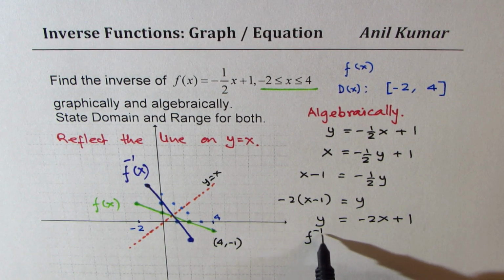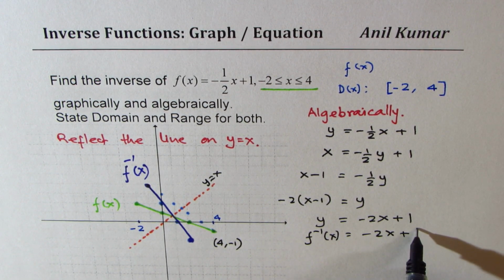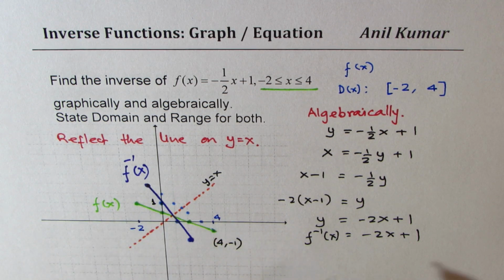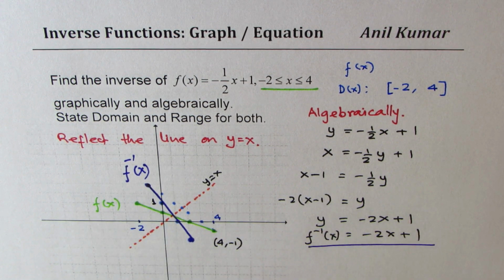So that is the inverse function, right? Minus 2x plus 1. You can see that the y-intercept is 1 and the slope is 2, negative. So that works. So algebraically, that is your inverse, which is correctly represented by the line which we have already shown. Correct? Now let me write domain and range for the function.